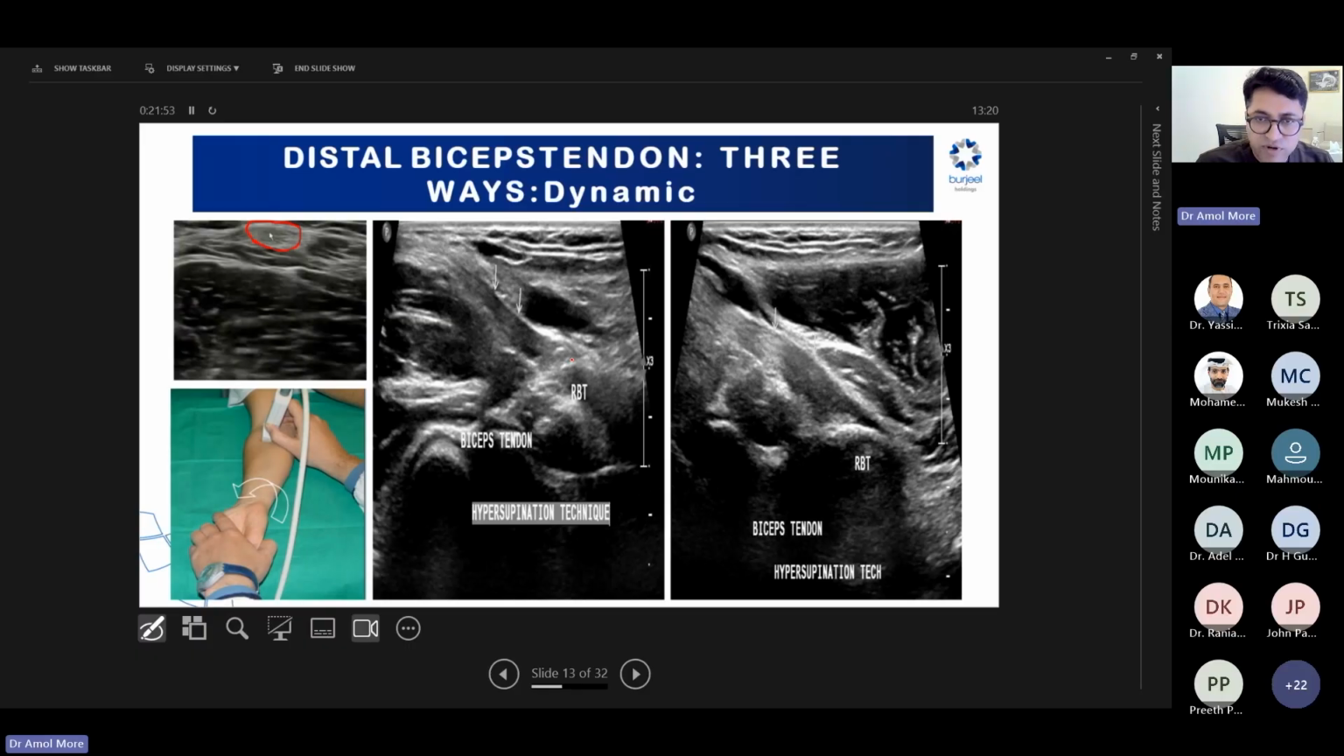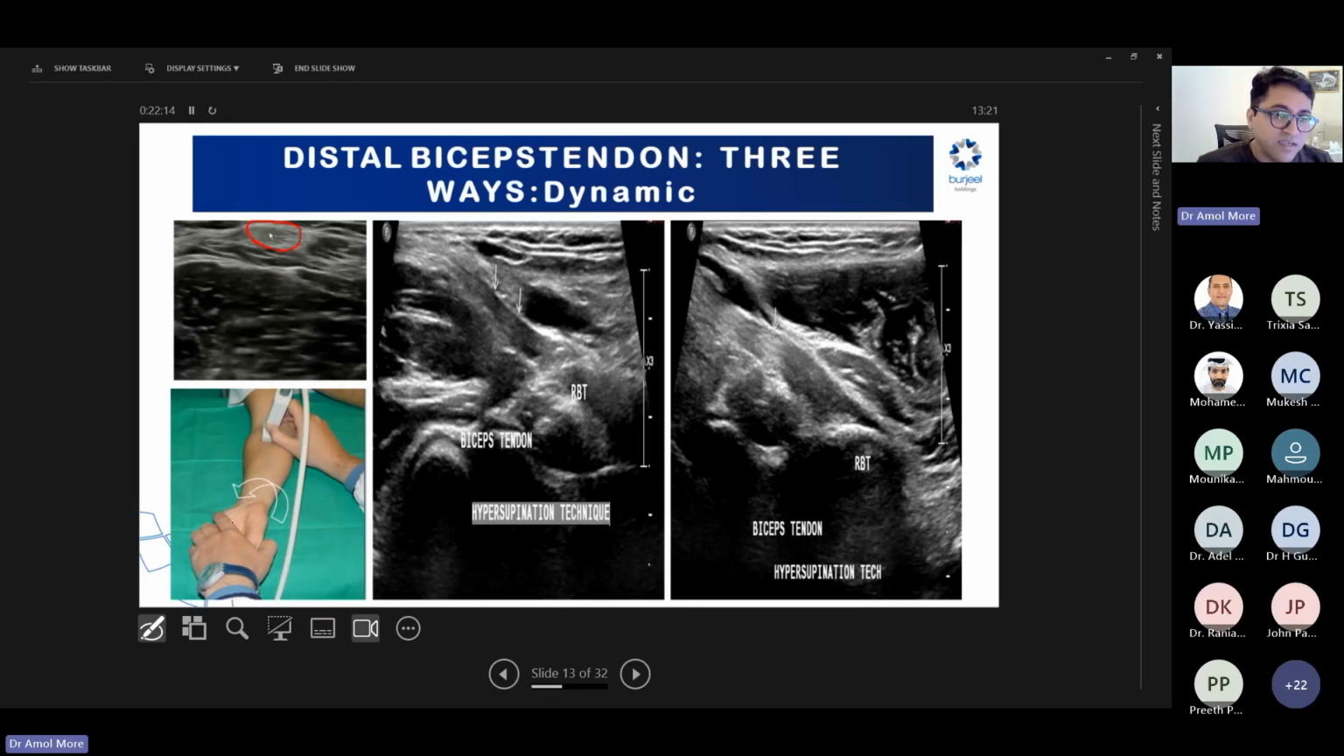We have different maneuvers. This is one of the advantages of ultrasound over MRI, in which we can do the maneuvers, and with the dynamic assessment, we can assess the exact outline of the distal biceps tendon. So which are those maneuvers? The first maneuver is this hypersupination technique.